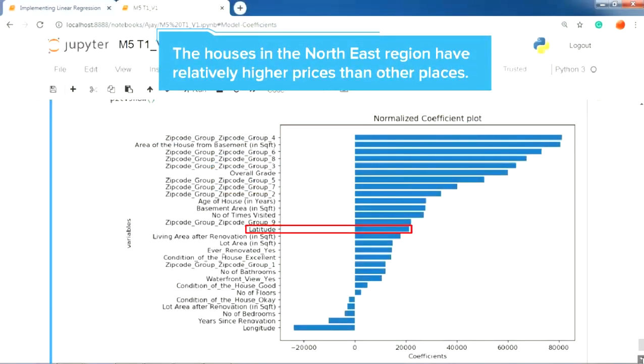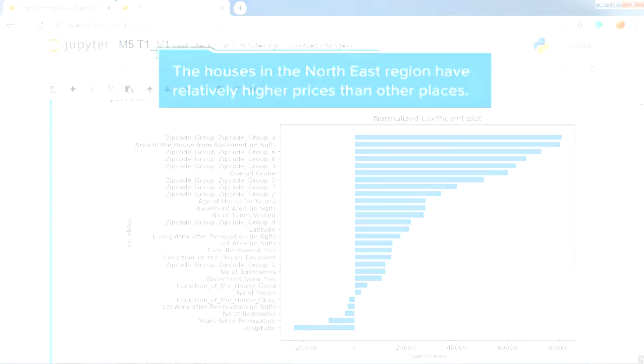This data is about the houses of North America, and if we interpret the geographical results that we have obtained from the linear regression, the houses in the northeast region have relatively higher prices than other places. This is some information which we were not able to extract early on. New information like this is where the essence of the data driven decisions lies. I believe that you will be able to draw out the inferences further.